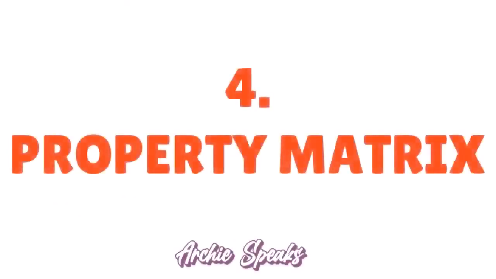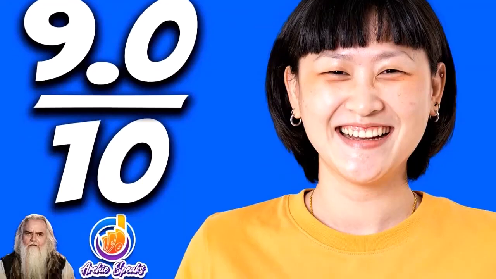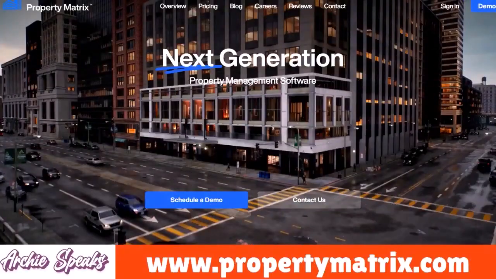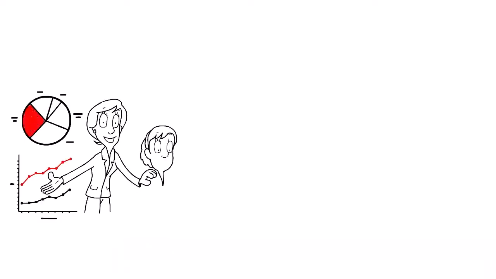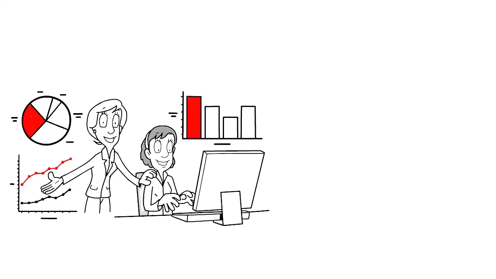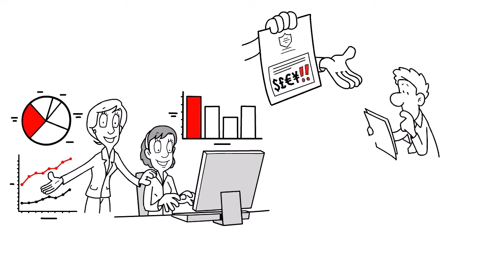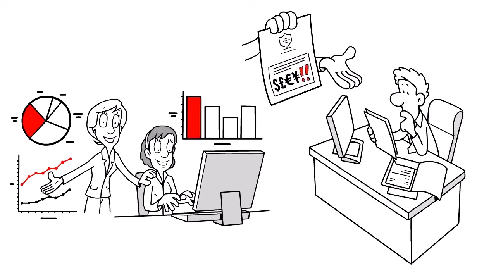Number 4, we have Property Matrix. Our score, 9 over 10. When you think about Property Matrix, I want you to think about an accounting software tool for landlords, but that's also great for experienced accountants. We're speaking here about property accountants, okay? Property Matrix comes packed with all the advanced features professional accountants will need, with the ability to customize everything, making this the best software in our view for experienced accountants, CPAs, senior bookkeepers, and what have you.